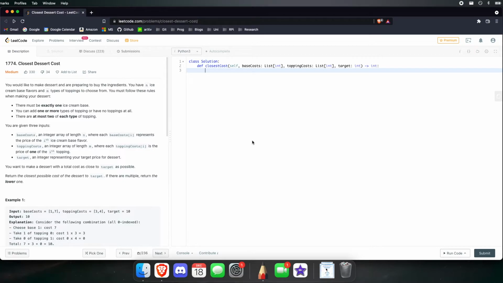So let's get right to the code. As we know, we want to be minimizing the difference between target and this price that we have collected up. So we want to have a difference variable initialized to infinity, and also an answer variable initialized to infinity as well. Next, we can get right into our recursive function.